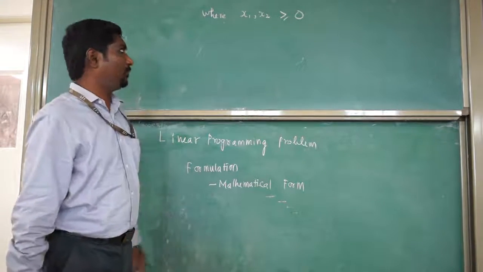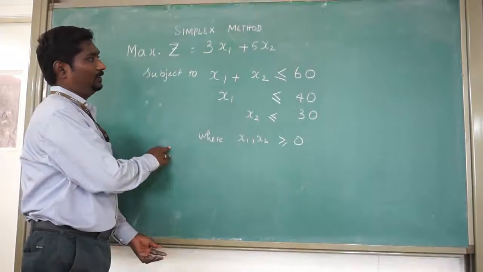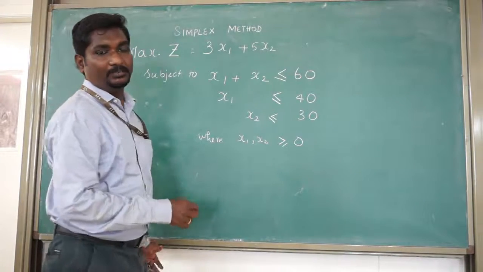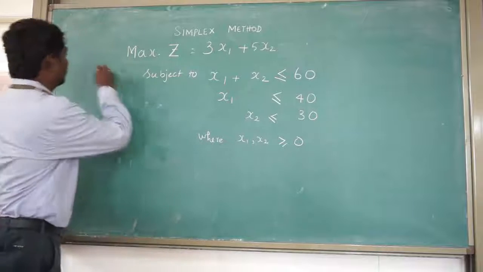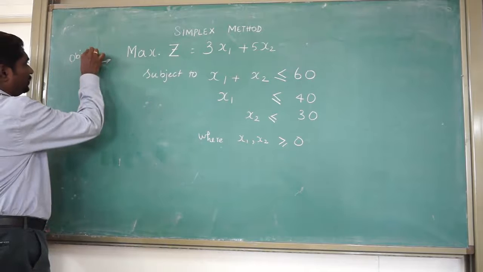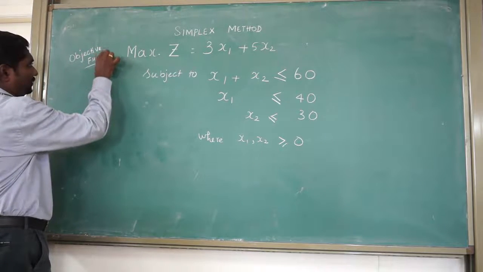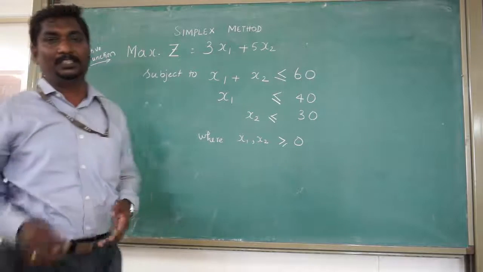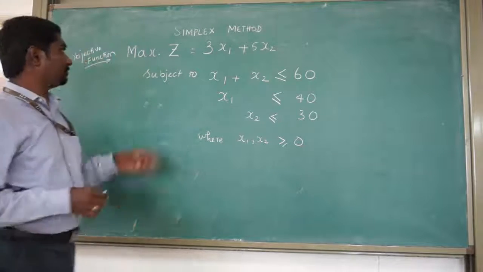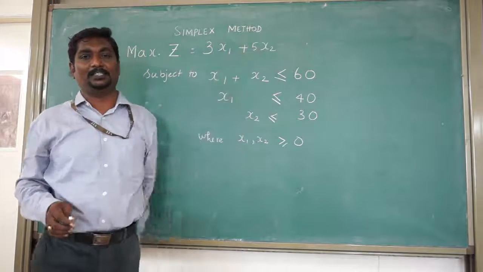Once we formulate the problem, the linear programming problem appears like this. Normally we will have an objective function. Here in this case, this is the objective function. The objective function will be either to maximize or to minimize. In our problem, it is maximization. Followed by the objective function, there will be a set of constraints.